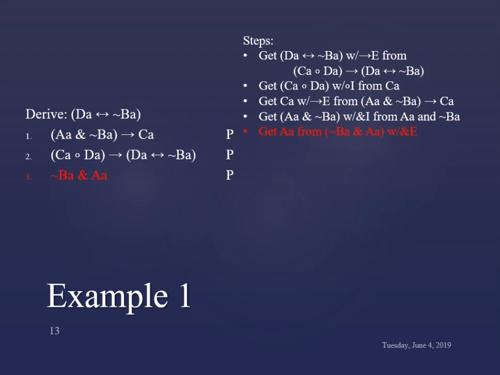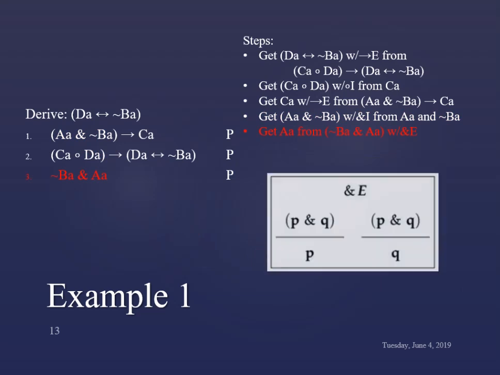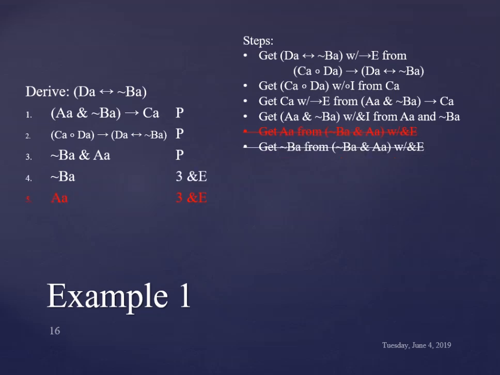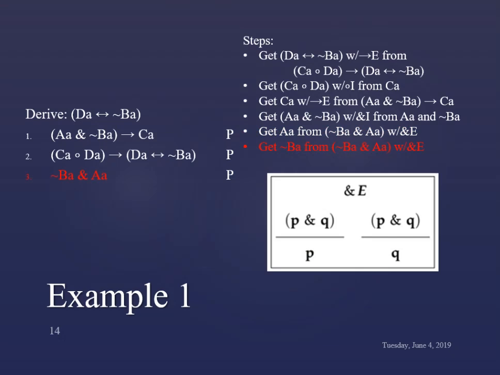And so then what I can do is focus in on line 3, and I can use conjunction elimination to break this thing apart. I'll get not BA from the conjunction on line 3 by itself. And then I will also get AA by itself from line 3 using conjunction elimination. And notice my steps here. I kind of wrote these down. So here's a step here. I can get AA from line 3. I can get not BA from line 3. And now I'm ready to go.